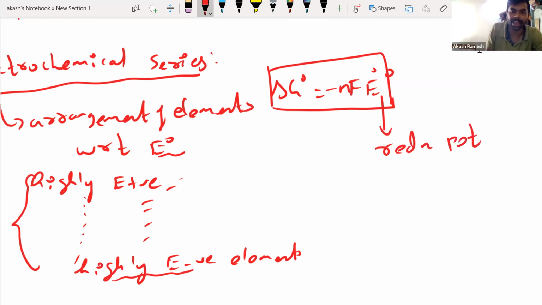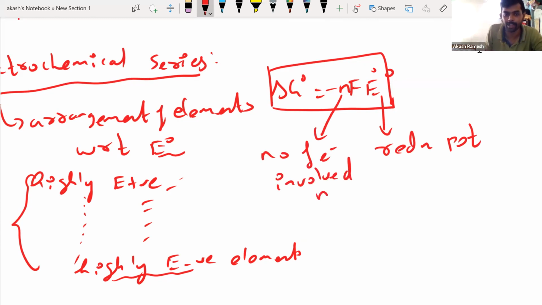Now this N is the number of electrons involved. For example, you take zinc. Zinc is losing how many electrons? 2 electrons, so the N value will be 2 for zinc. Again, for copper, it will be 2. For hydrogen, again, it will be 2, because you have 2 H plus becoming H2, accepting 2 electrons to form H2. So again, it is 2.